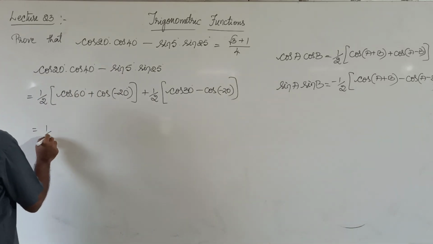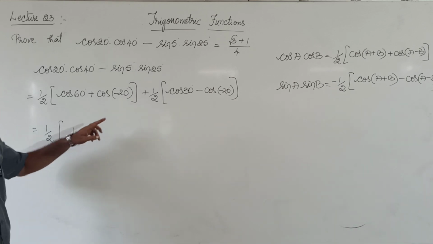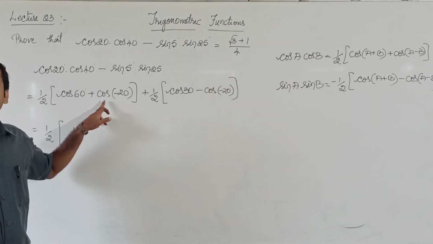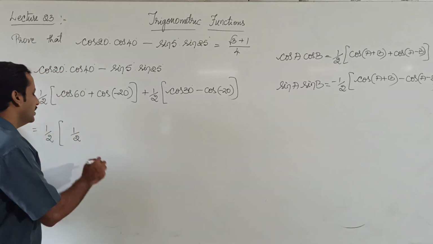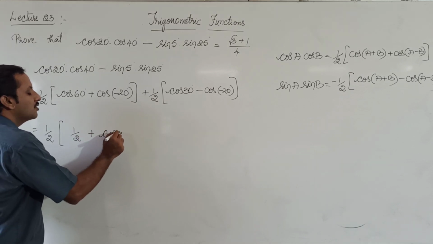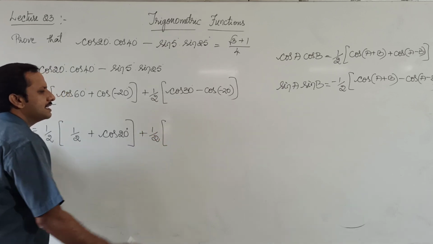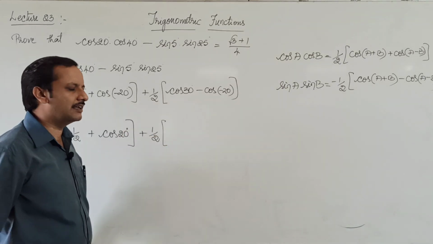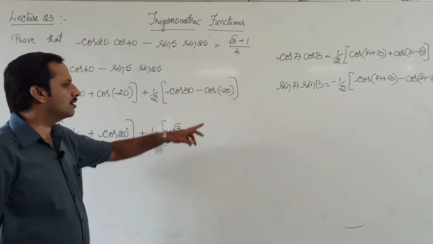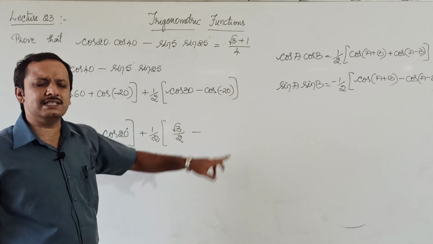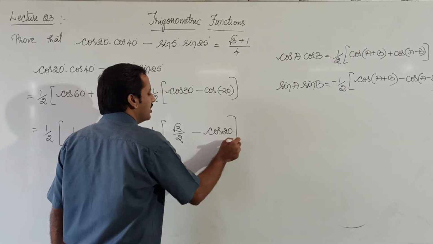So that is equal to 1 by 2 into cos 60 degree, its value becomes 1 by 2. Cos of minus 20 degree looks like cos of minus theta. Cos of minus theta is equal to cos theta, we know, so it will remain as cos 20 degree, plus 1 by 2 into cos 30 degree. 30 degree is a standard angle, we know its value. Cos 30 is root 3 by 2, minus cos of minus 20. Cos of minus theta is equal to cos theta itself, so this will remain as minus cos 20.